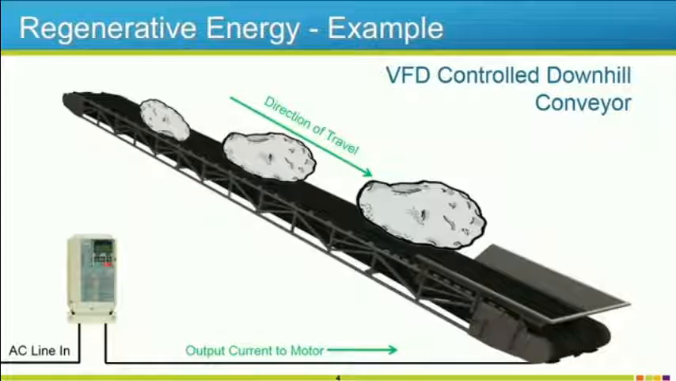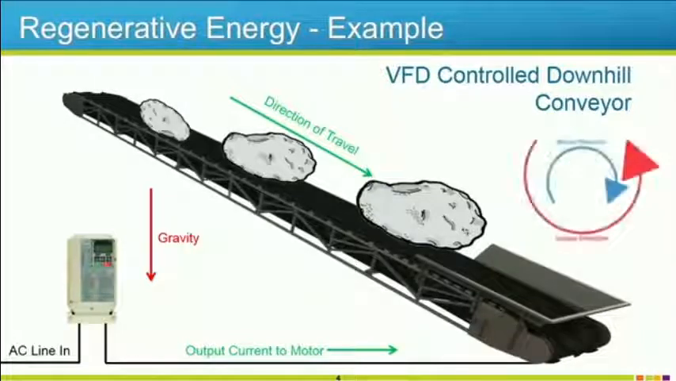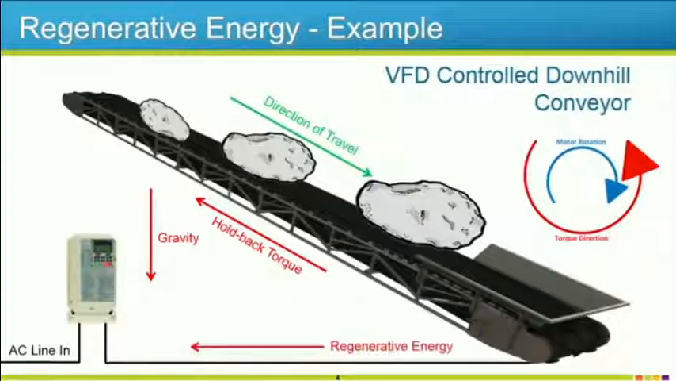When the conveyor starts to run faster, due to gravity and the load, the motor must hold the load back to maintain the commanded speed reference. This is called holdback torque. During this time, the motor is being overhauled and is in constant regen. The regenerative energy is applied back to the drive, and this can cause issues. Let's see what can happen.